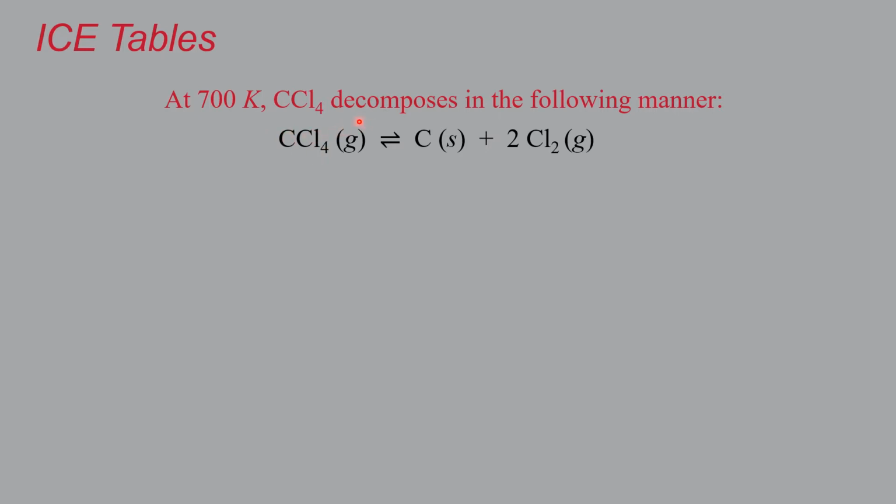It is a liquid with a relatively high vapor pressure at room temperature and pressure. If you heat it up to 700 kelvins, it decomposes into graphite, solid carbon, and chlorine gas.